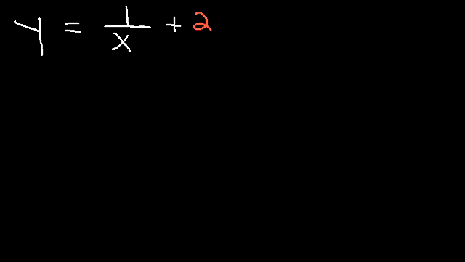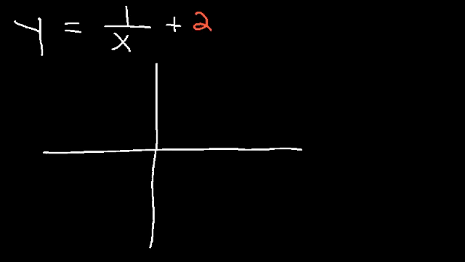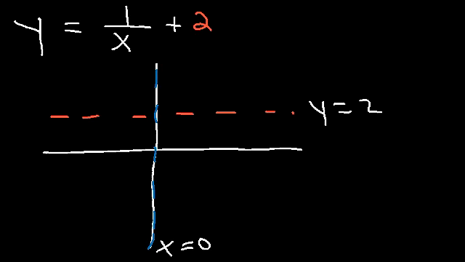So let's go ahead and graph the function. The vertical asymptote is 0, that is x equals 0. But the new horizontal asymptote is now y equals 2. The shape of the graph will still be the same. It's simply been shifted 2 units up.